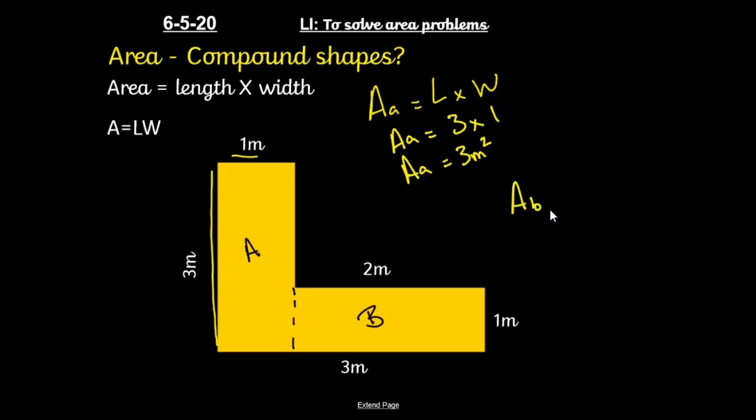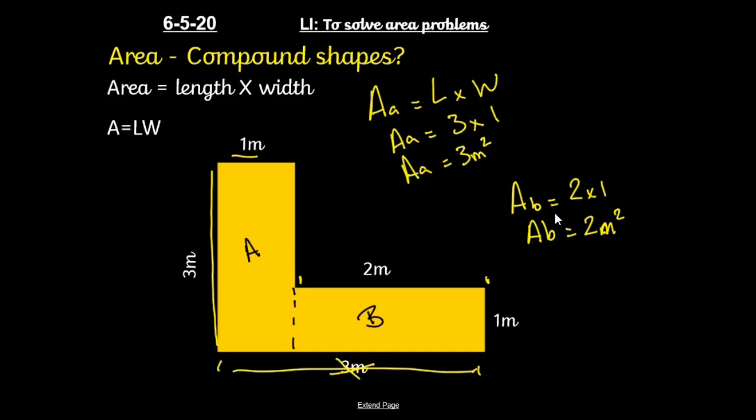The area of B is equal to, I've got to be careful here. It is not 3, because 3 is from here to here. That's the whole way across. And it's not that I'm trying to work out. It will be 2, which is from here to here, times 1. Okay, so 2 times 1. So the area of B is equal to 2 meters squared.